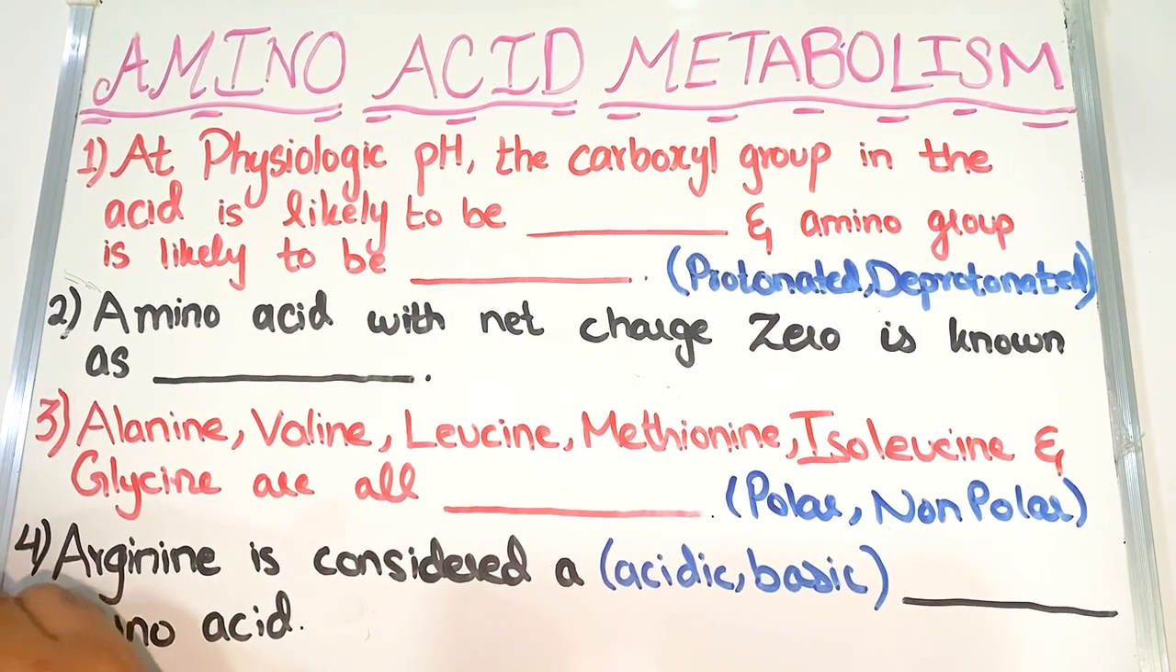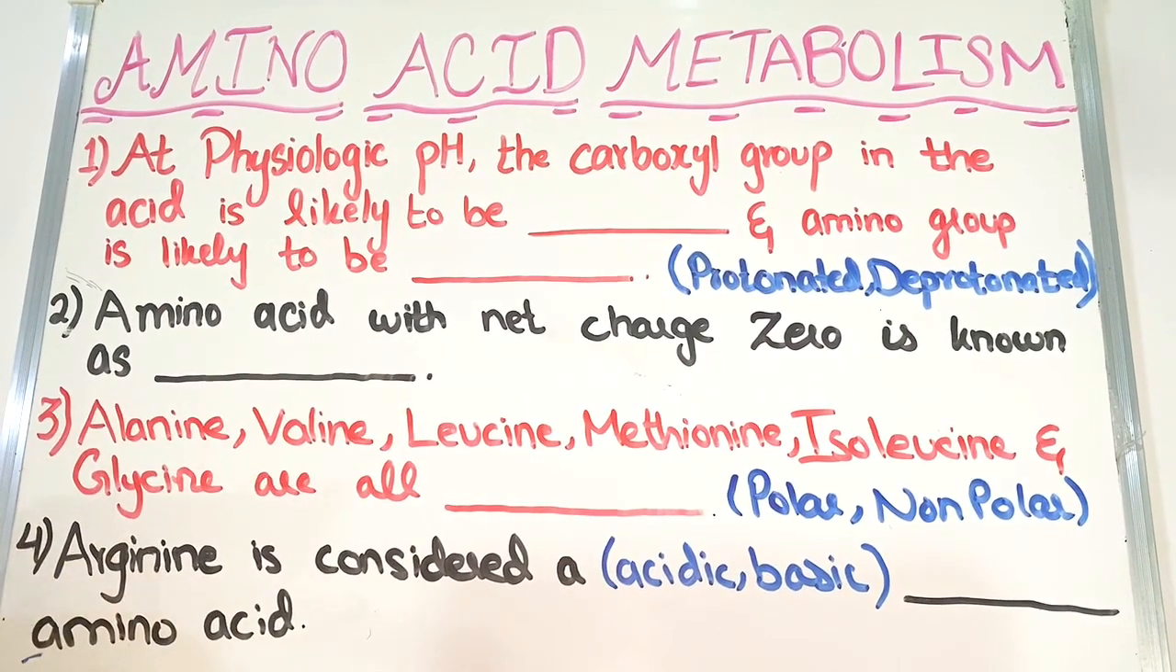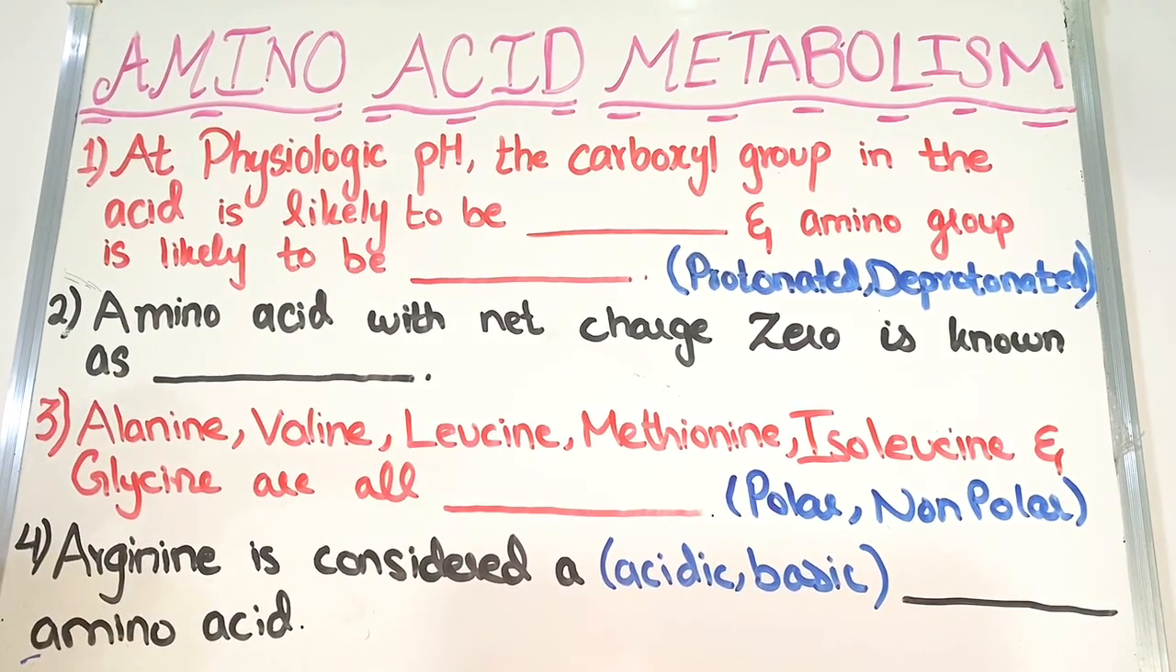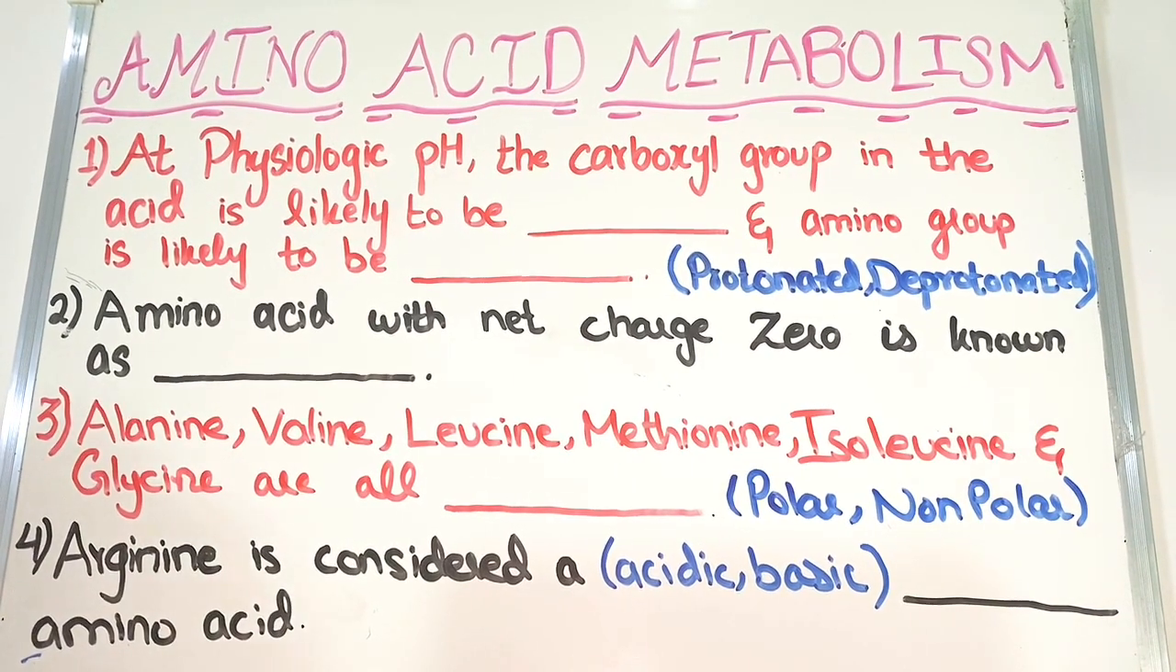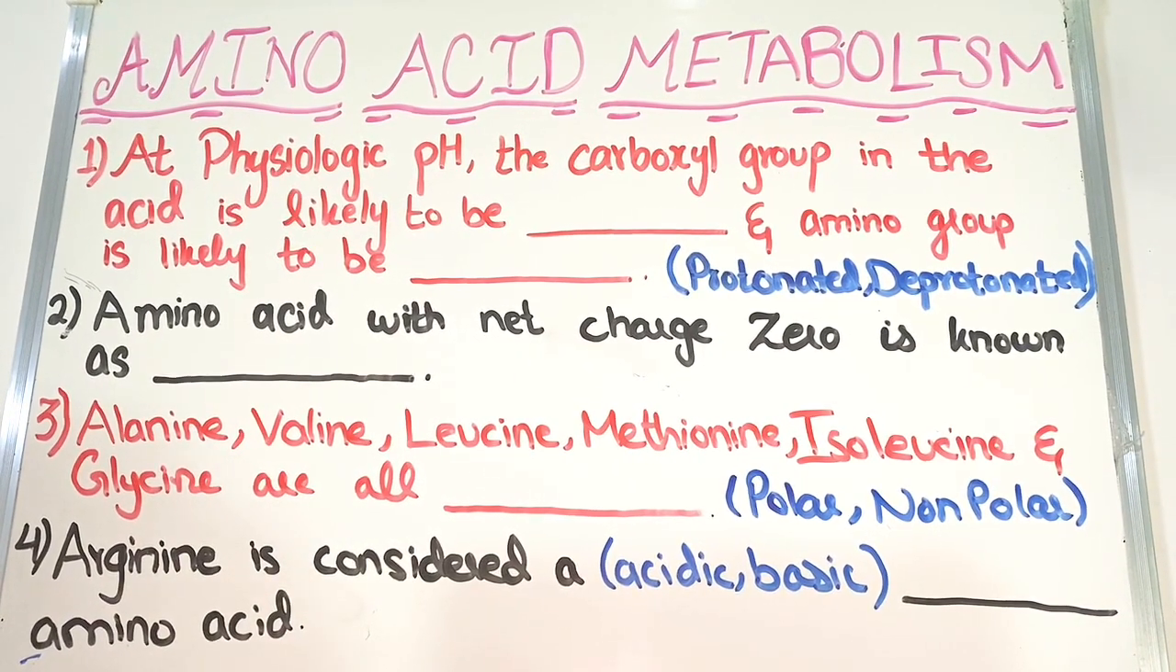these questions. Let's move on to the first question: at physiological pH, which is at normal pH, the carboxyl group in the acid is likely to be and the amino group is likely to be. As we know, the options are protonated and deprotonated. Protonated means it has more protons, and deprotonated means it has fewer protons, negative signs.